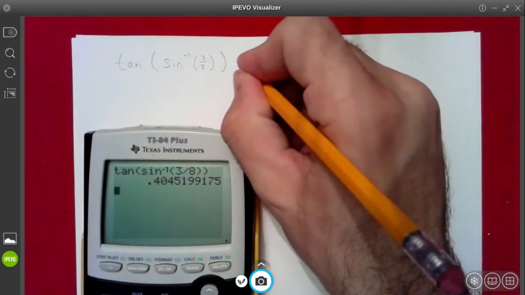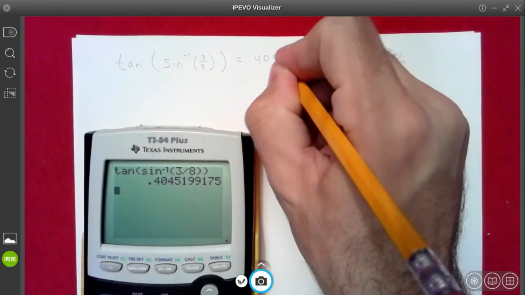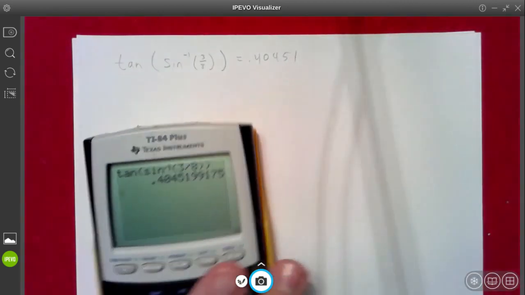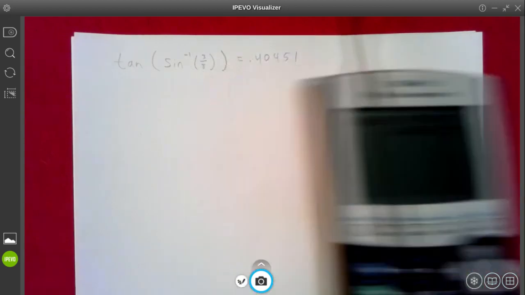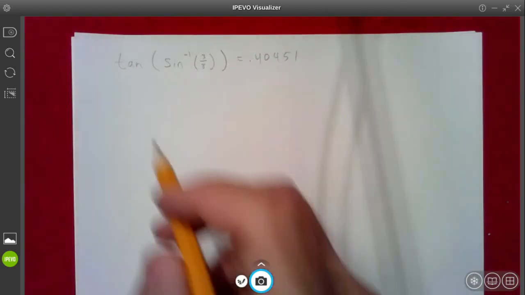0.40451. And this decimal goes on forever and makes all kind of crazy twists and turns. But I want to know what this would be as an exact answer. All right. It's not going to turn out to be just some nice fraction on this one, although they could. It's going to be like the square root of something over something else, and that's what I'm after.